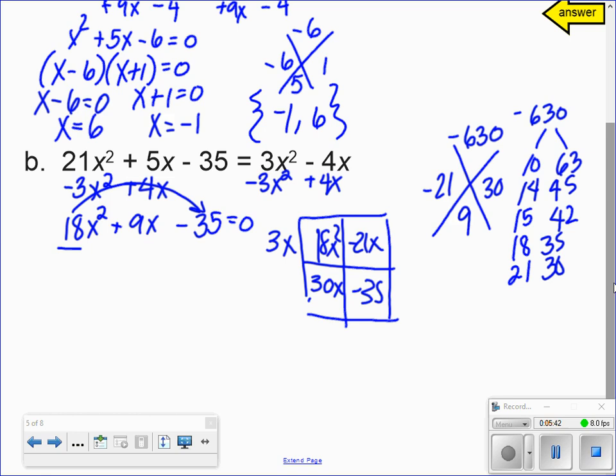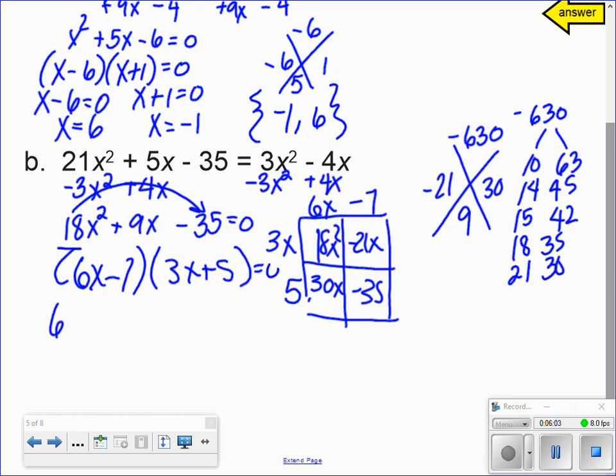which means that this would have to be 6x on the top here to give me 18x squared. I'd have to have positive 5 here and then negative 7 here. So my two factors are 6x minus 7, 3x plus 5. I set each of these equal to 0 when I solve, so 6x minus 7 equals 0, 3x plus 5 equals 0.